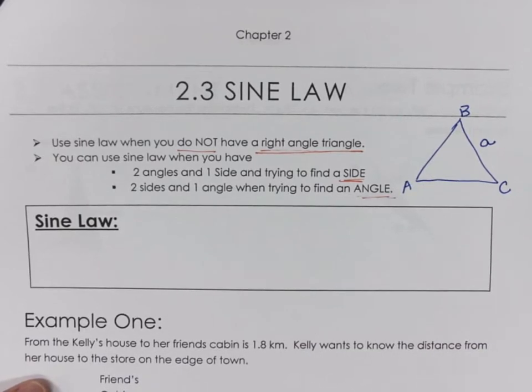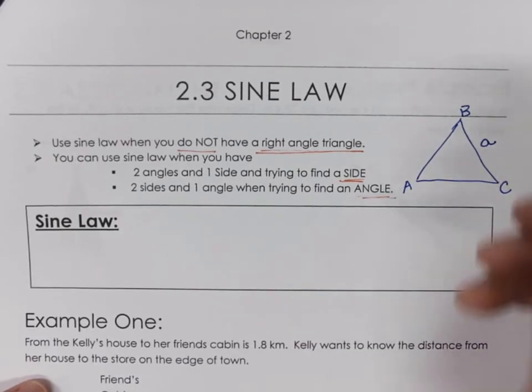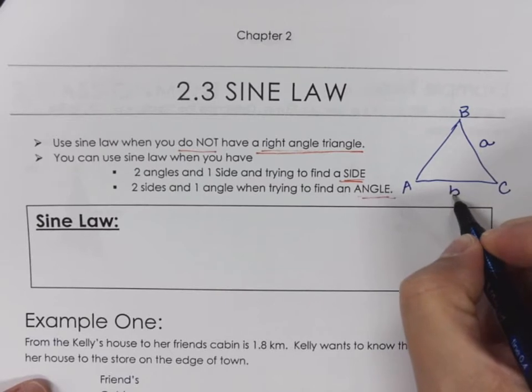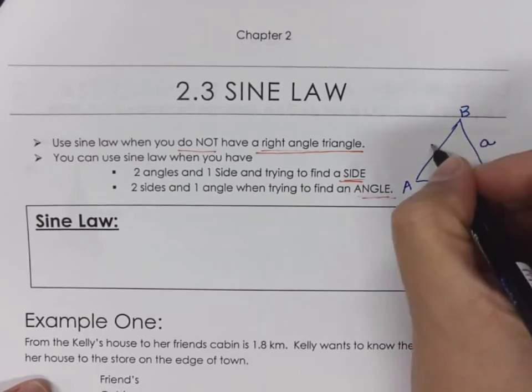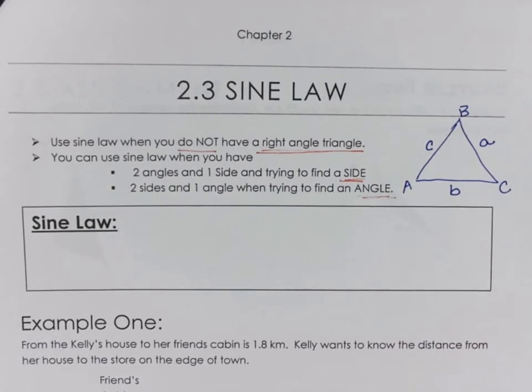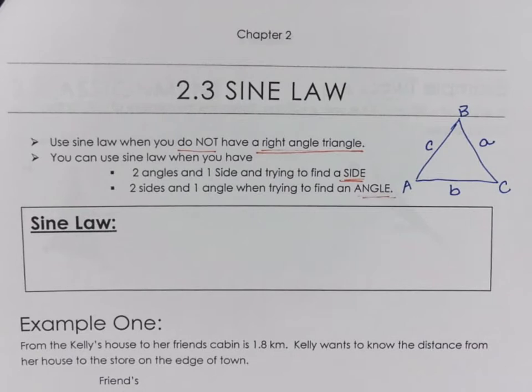Where's side B? Between the A and C. So that's side B. And notice that I'm using lowercase letters to do the B. And then obviously C is the one that's left. So you need to know how to label a triangle appropriately, because if you don't, this won't work. Okay? All right, so here's sine law.